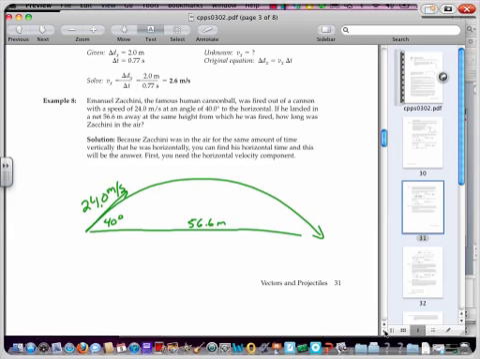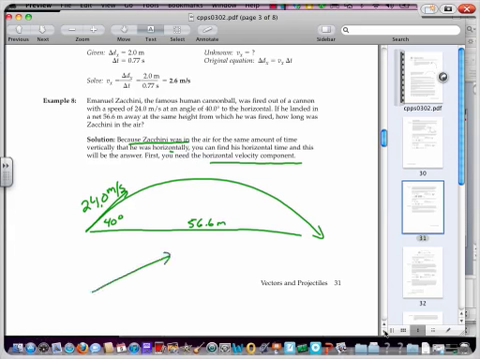All right. So here's what it says. Because he was in the air for the same amount of time vertically that he was horizontally, you can find his horizontal time, and this will be the answer. So first we need to figure out the horizontal velocity component. In other words, we don't even care how long it took him to go up and how long it took him to go down. We just care how long it took him to go across because those are the same thing. They're exactly the same.